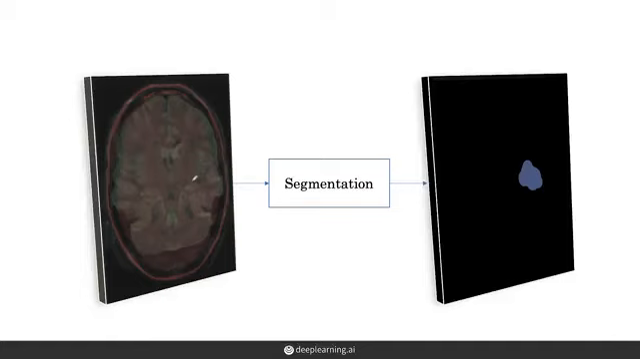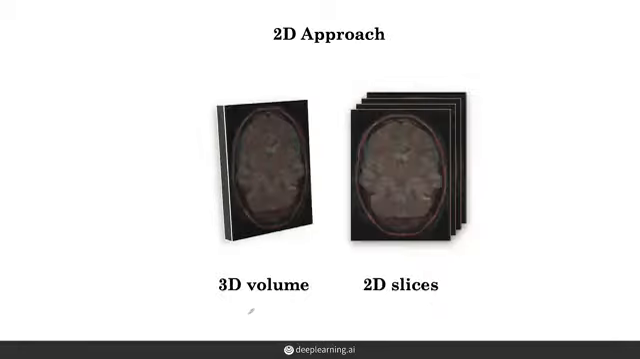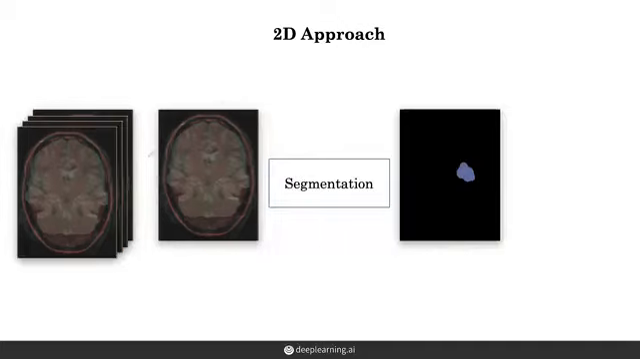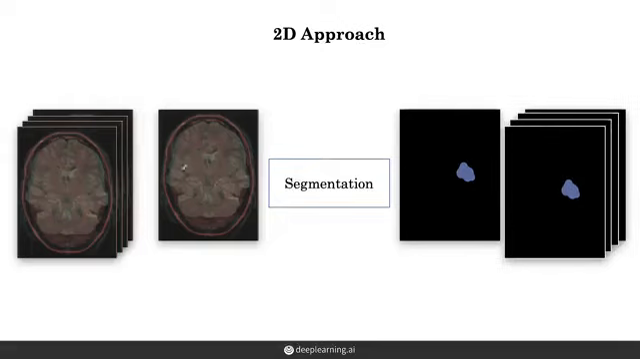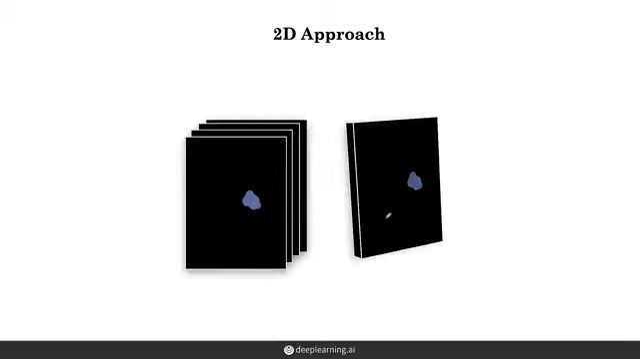Let's discuss two approaches to segmentation with MRI data. The first is a 2D approach, and the second is a 3D approach. In the 2D approach, we break up the 3D MRI volume we've built into many 2D slices. Each one of these slices is passed into a segmentation model which outputs the segmentation for that slice. One by one, each slice is passed through the segmentation model in this manner to generate a segmentation for every slice. The 2D slices can then be combined once again to form the 3D output volume of the segmentation.